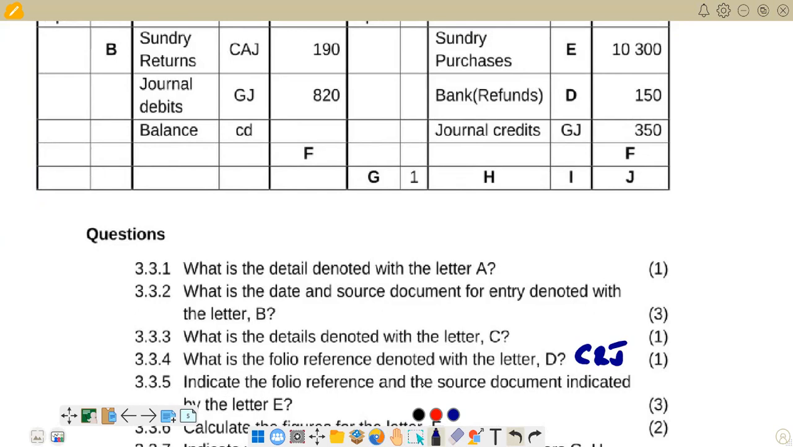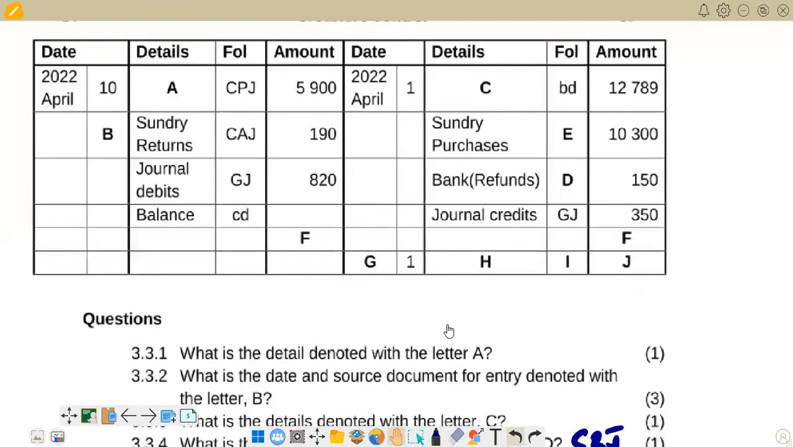3.3.5 is saying indicate the folio reference and the source document indicated by the letter E. Letter E, we can check that one. Source folio reference and the source document. Sundry purchases. You see that this is the creditors journal that we have there for sundry purchases.